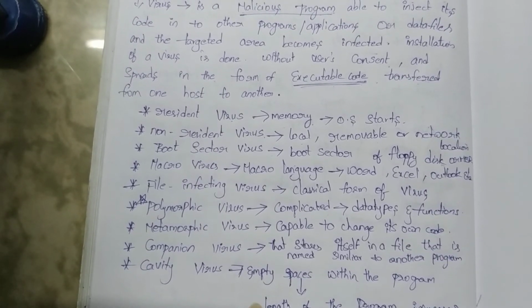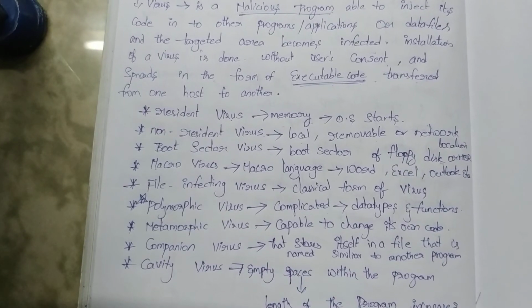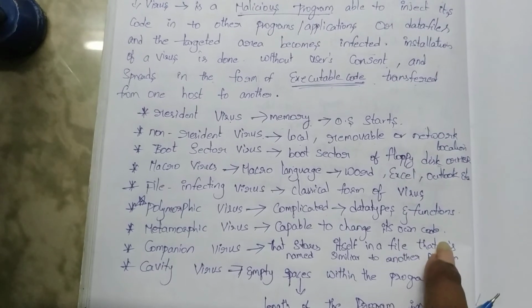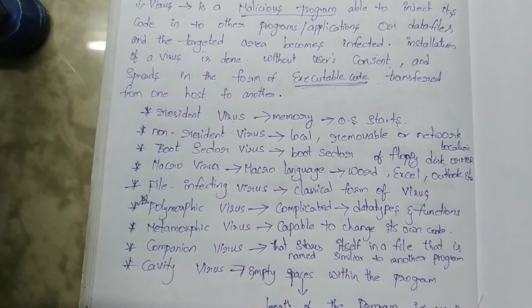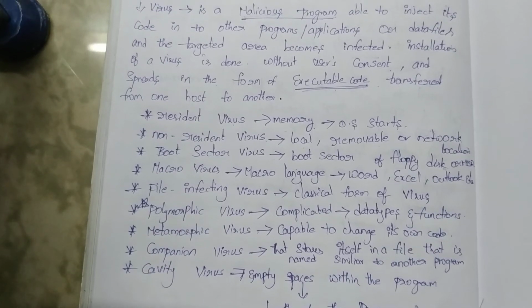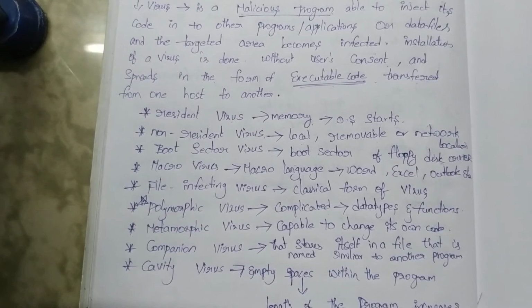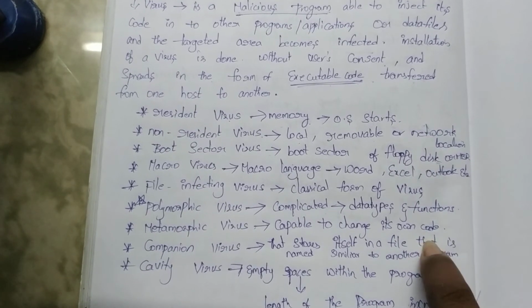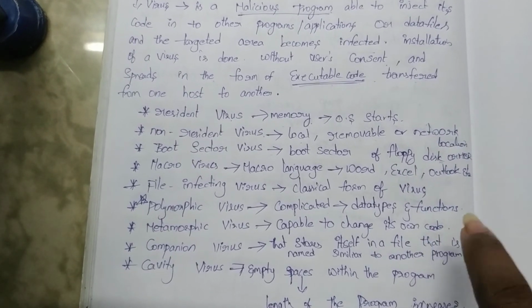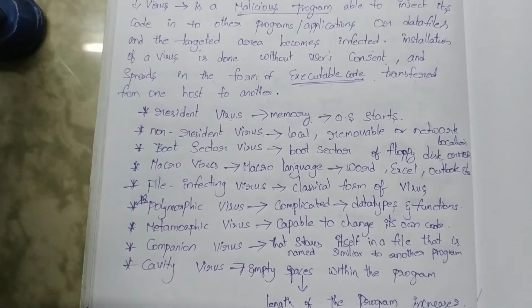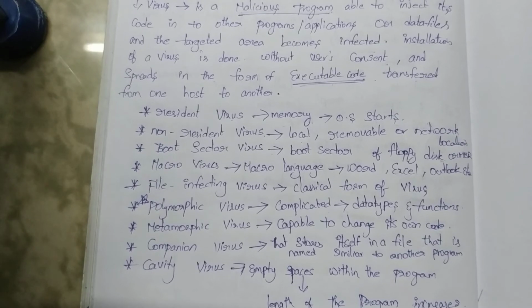The next one is metamorphic virus. It is also a type of virus which is capable of changing its own code, which means it changes its code frequently. It is very difficult to detect, it is complicated, and it is also complex to build that kind of virus.